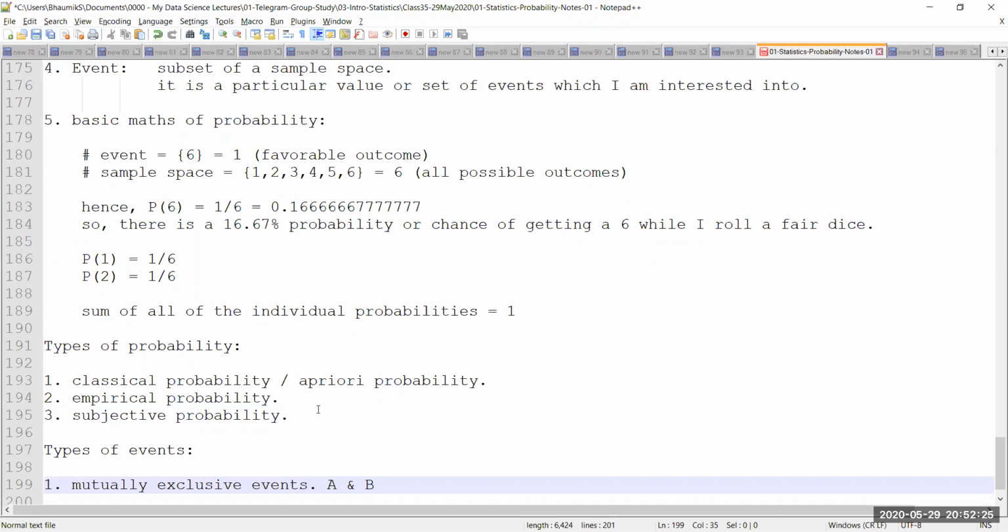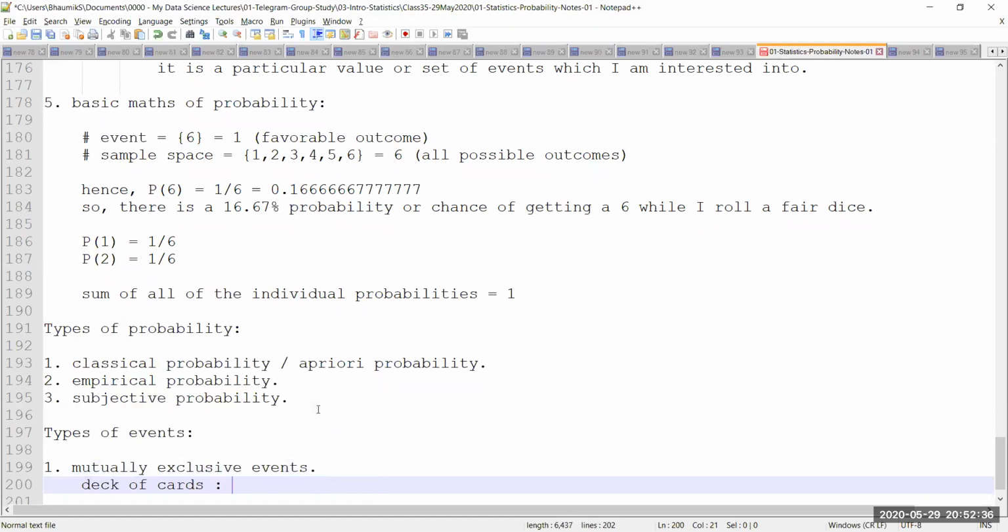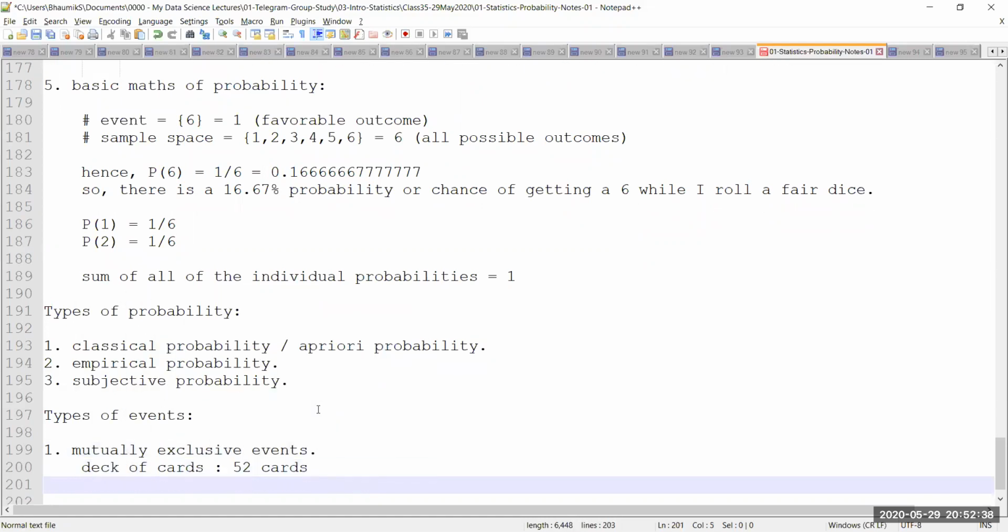Let's say I have a deck of 52 cards. A deck of cards contains how many? 52. So in a deck of cards, I have 52 cards. In those 52 cards, there will always be kings and queens. There are four types of cards: hearts, spades, diamonds, and clubs. Each type of card has a king and a queen. So how many kings and queens are there? Two each type. So there are four types, so there are 8 cards which are kings and queens.